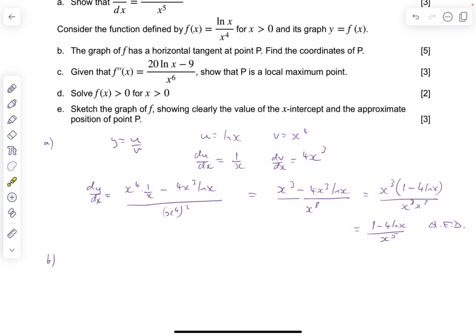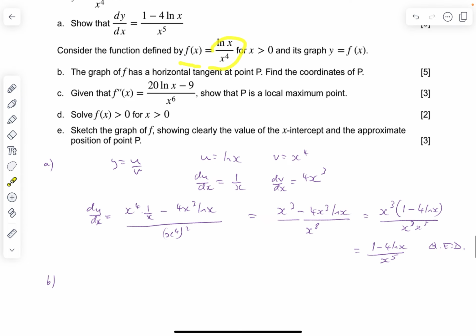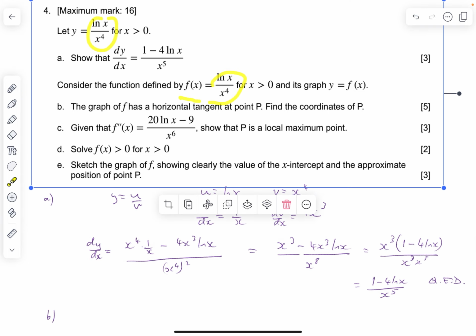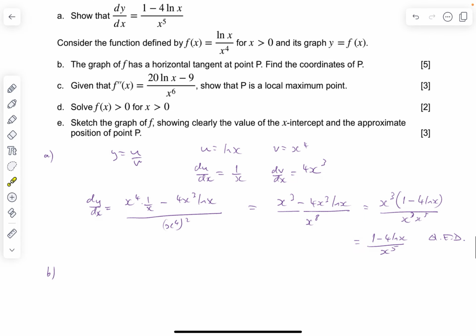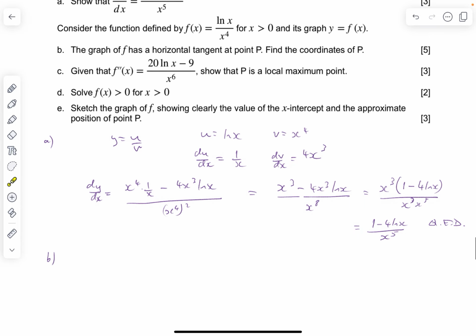Consider the function. So now we have a function f of x, oh, that's the y we had before, so we've still got the same thing, and its graph y equals f of x. The graph has a horizontal tangent at point P. A horizontal tangent means the gradient is 0. So for part B, f dashed of x equals 0.